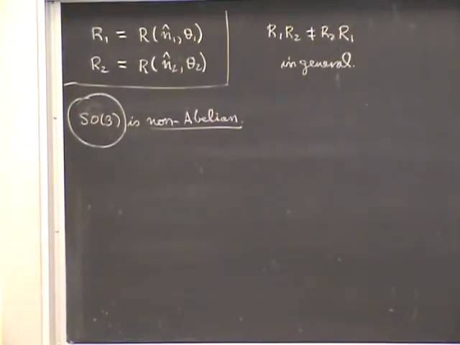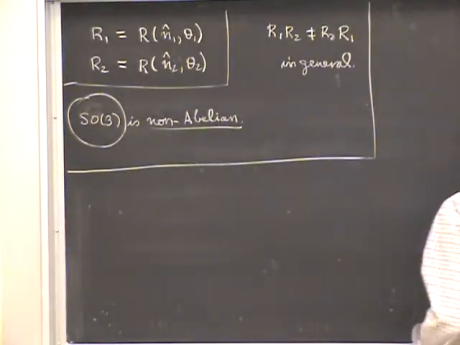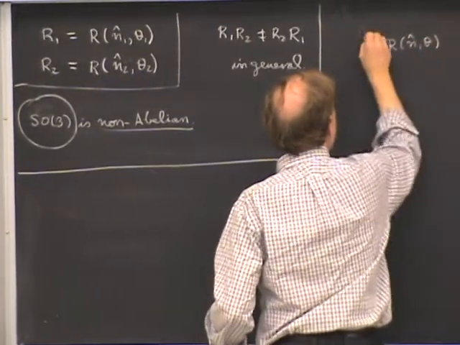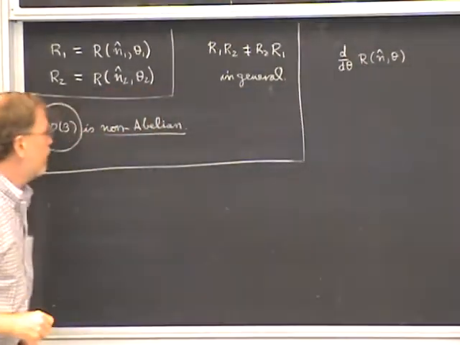So here's how this works. We block this off because I don't need this anymore. Here's what we do: we take a rotation in axis-angle form and we look for a differential equation in terms of the angle theta.